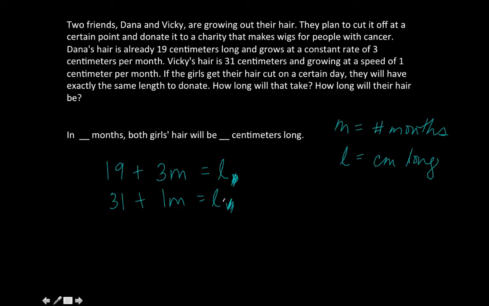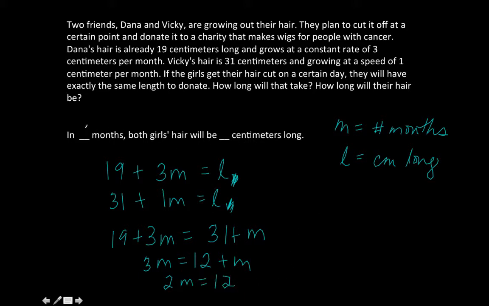The easiest way to solve this is substitution, putting this one for the other one. So 19 plus 3m equals, and now I'm going to substitute this for L, 31 plus M. Subtracting 19, sorry, so we get 12 plus M. Subtracting M, 2M is 12. So in 6 months, their hair will be 31 plus 6 is 37 centimeters long.